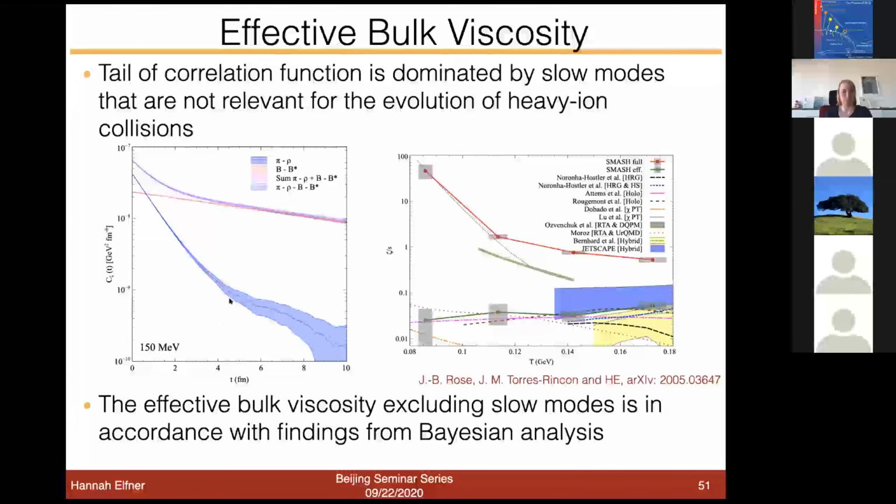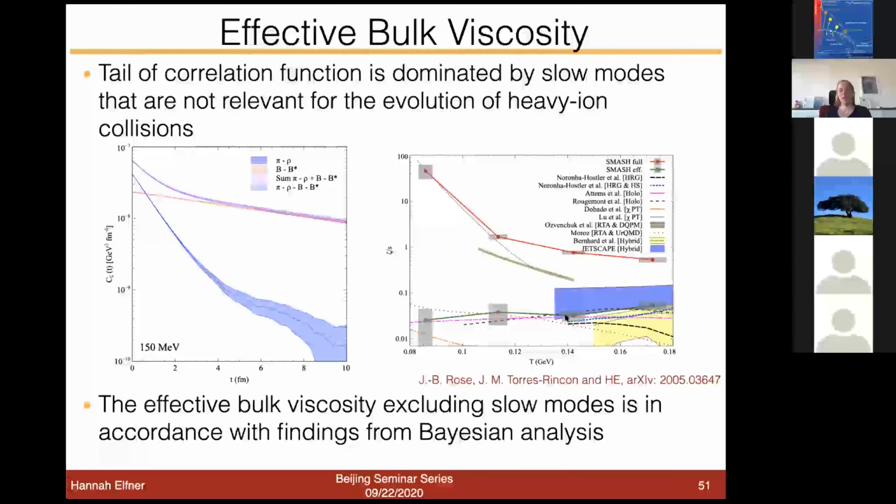So in the final result for the bulk viscosity as a function of temperature, we were showing two curves. What we call the full result is the red curve here, which is rather high compared to other extractions. And then we also have the so-called SMASH effective bulk viscosity, which is this green curve here, which is much lower. What we did to reach this green curve is basically to neglect the slowest mode in our correlation function. So we could fit all correlation functions with three different exponentials, and basically excluding the third, the long tail exponential, we get this green curve.